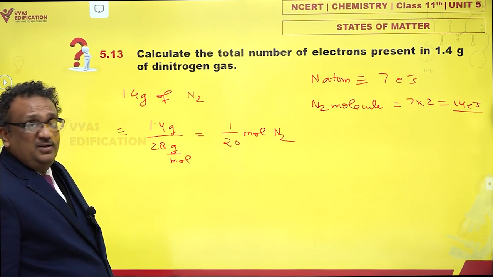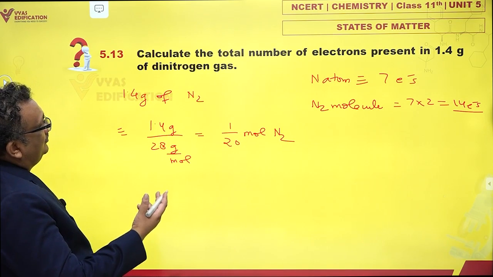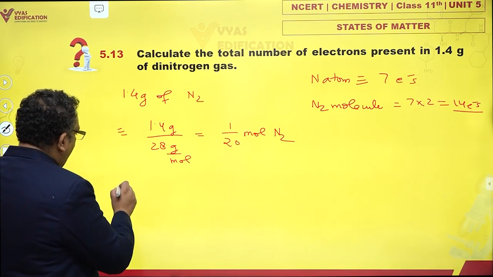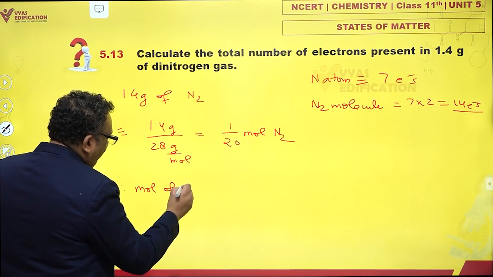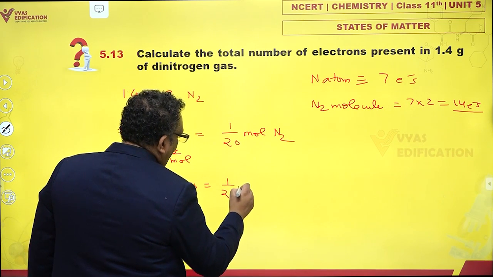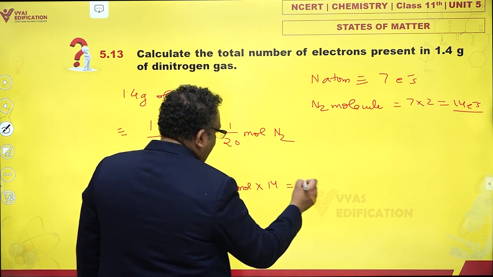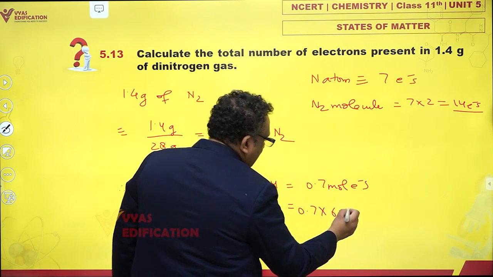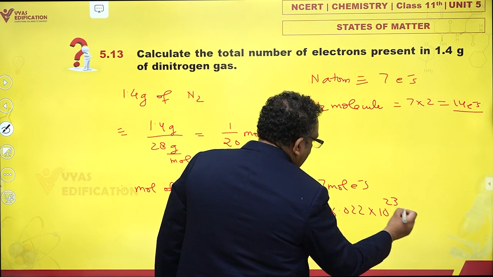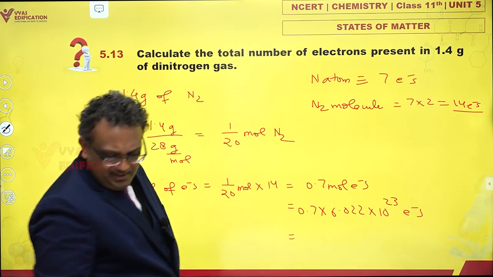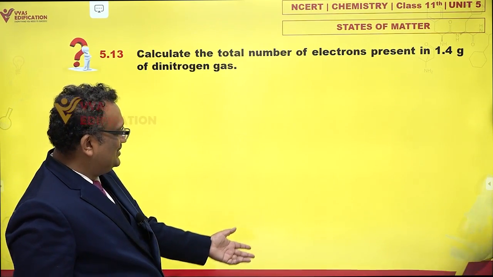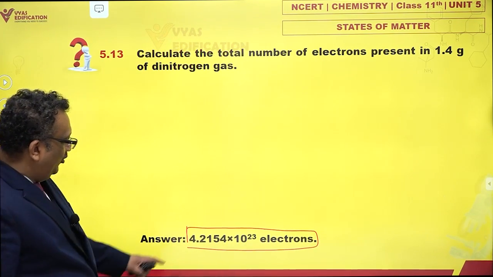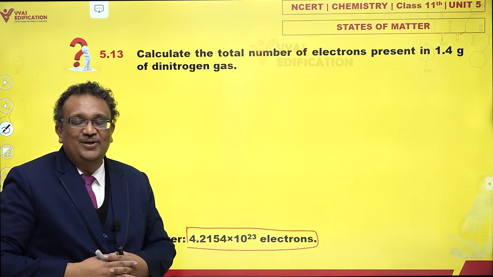What goes next? One molecule contains 14 electrons. So, moles of electrons is 1 by 20 moles into 14, which is 0.7 mole of electrons. I just multiply to get the number of electrons. What does that come out to be? It comes out to be 4.2154 into 10 raised to 23 electrons.